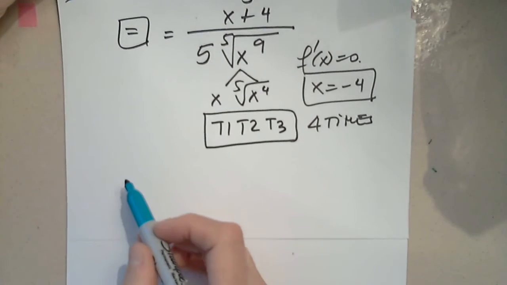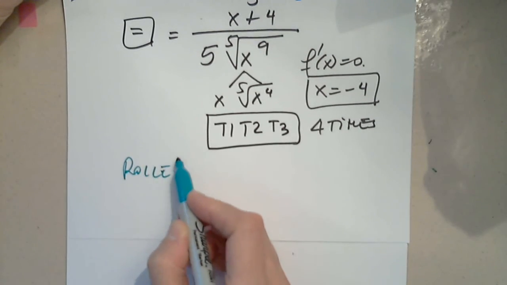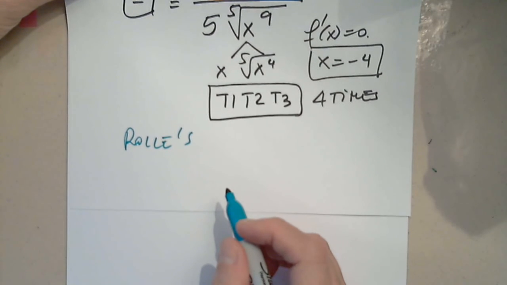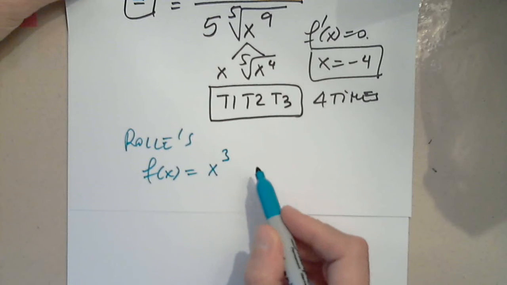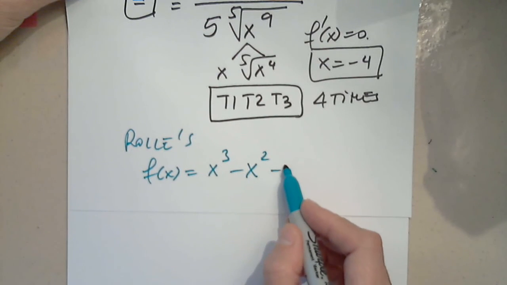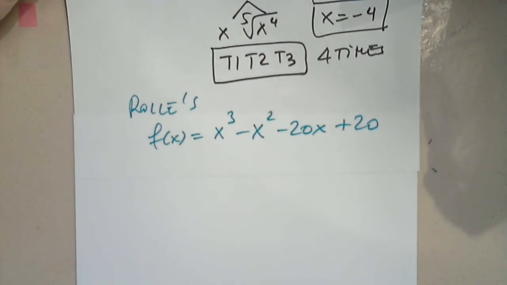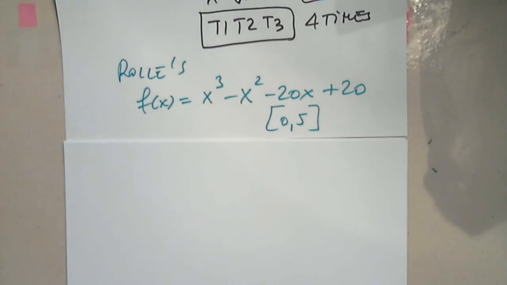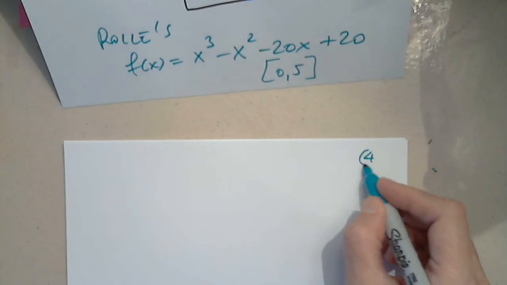It is a question related to Rolle's theorem. Find all numbers C that satisfy the theorem, where f of x equals x to the third minus x to the second minus 20x plus 20, between 0 and 5. Correct. Perfect. Okay. So I think that this is 3 and this is 4.